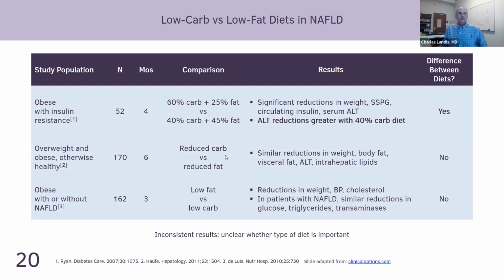question, there doesn't appear to be a large amount of data to support low fat versus low carb, other than a couple of studies that have been performed in fatty liver disease. One study compared low fat versus low carb diet and did find that maybe the ALT reductions were greater in the lower carb diet compared to the low fat diet. Otherwise, when comparing these groups, we see similar reductions in weight, body fat, visceral fat, ALT, and intrahepatic lipids when measured in these studies. Really not much difference. We tend to lean towards lower carb, but fat is important as well.